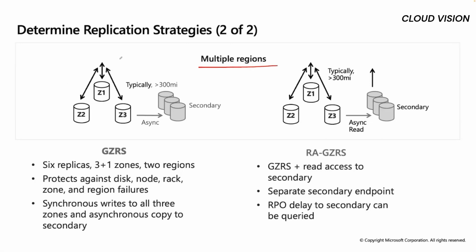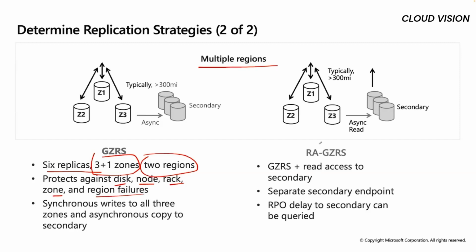You might put down, say, UK North or UK South, and both of these regions follow similar data governance policies, so it just makes it a lot easier for me to replicate those. So what GZRS provides is 6 replicas, 3+1 zones, 2 regions, and it protects against everything like disk, node, rack, zone, and region failures.